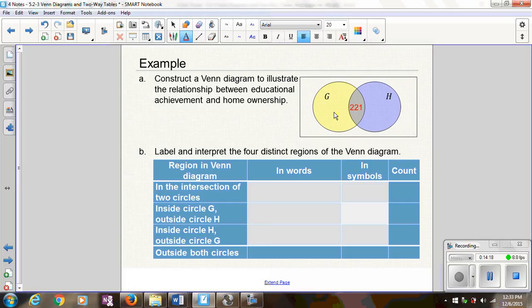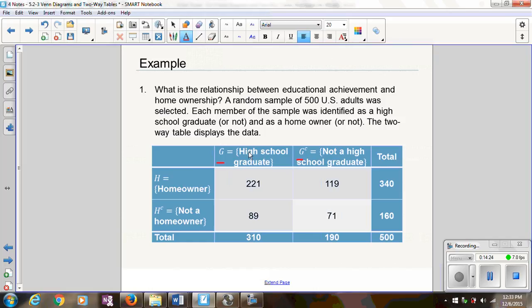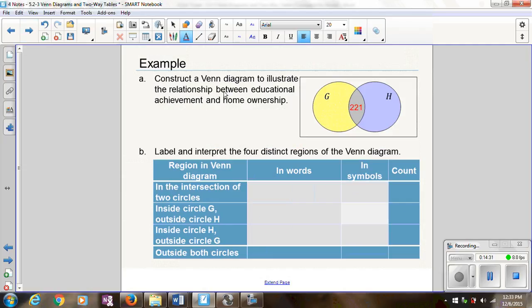So all I'm going to do is locate the people who have graduated from high school but who do not own their home. If we go back into our table, we're looking for high school graduate, yes, but not a homeowner. That would be these 89 individuals. So I'm going to go ahead and just type in 89 here.